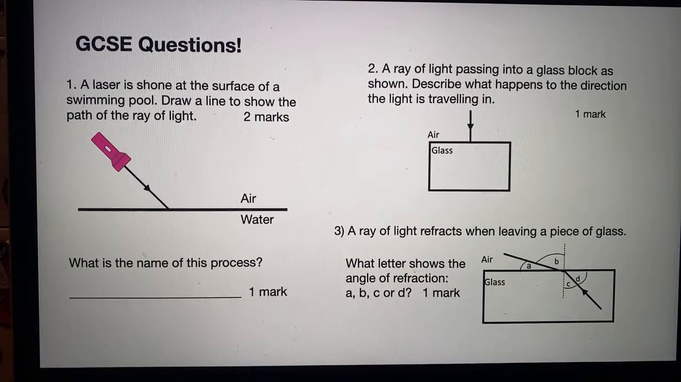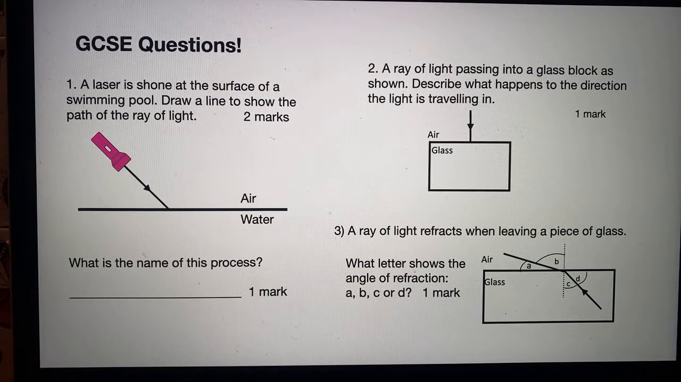Question number 2, a ray of light passes into a glass block as shown. So it's just going straight in at right angles, okay? You've got a glass block and a ray of light coming from the top to the bottom of the screen, hitting the glass at a right angle. Describe what happens to the direction the light is travelling in.